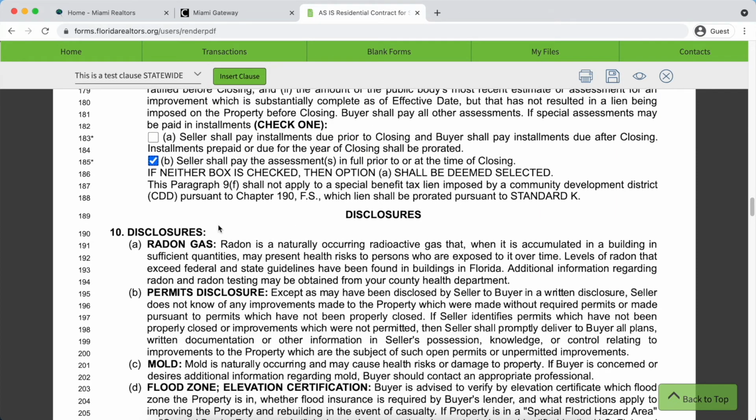Now, don't get confused with what a community development district is. Basically, it's an assessment that runs with your taxes. What is a community development district? A community development district is any new construction. Well, let me give you a little bit more detail.